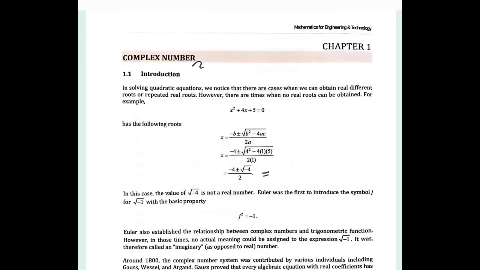Welcome to Chapter 1, Complex Numbers. In this topic, we will learn why complex numbers are important in engineering and technology. For example, in electrical circuits, in quantum mechanics, and also in wave motion. Complex numbers help us deal with situations where real numbers are not enough.